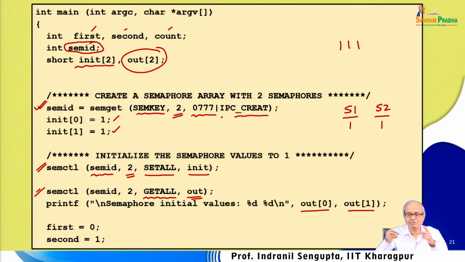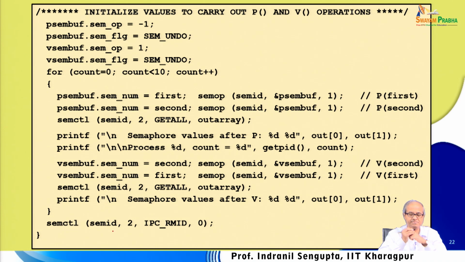Now, there are 2 semaphores, numbered 0 and 1. We are initializing them with values: the first is 0, the second is 1. Now, let us see some operations. We want to carry out P and V operations on the semaphores.